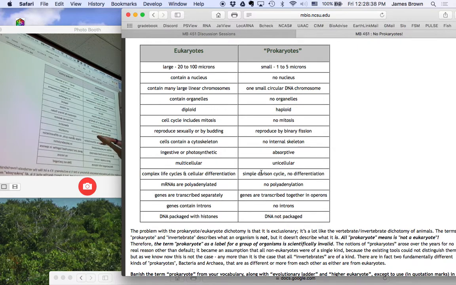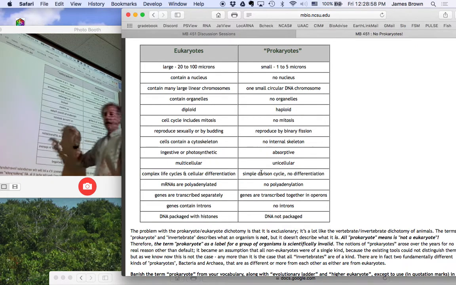Ingestive or photosynthetic, well, both of those actually come from the symbionts that they harbor, which are bacteria, right? Oxidative, living using air, is a function of the mitochondria, not the eukaryote. Likewise, photosynthesis. Multicellular and unicellular, well, most eukaryotes are unicellular, right?